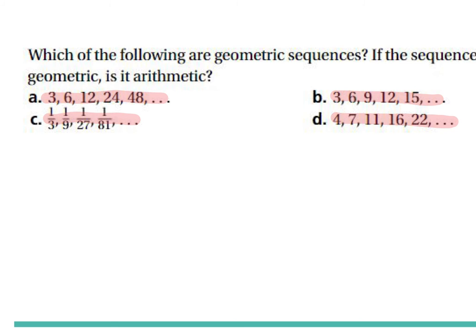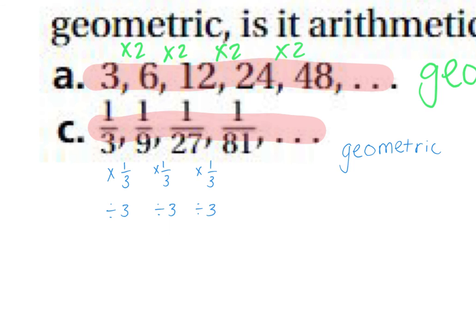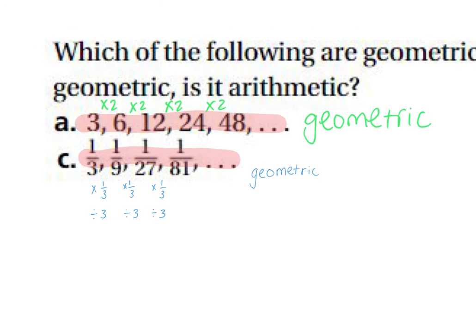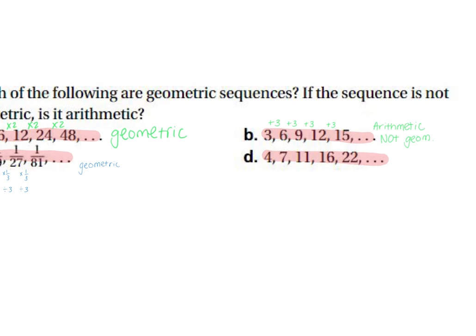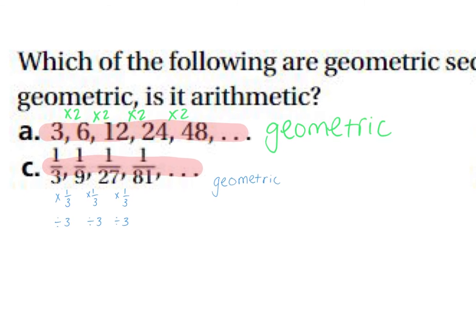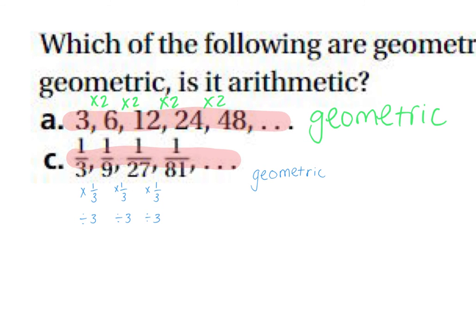When we're done, but wait for us to go over it before you submit it. So the first one, A, was geometric. B was arithmetic, not geometric, because we were adding 3. And C was geometric because we went back to multiplying or dividing by 3, multiplying by 1/3.